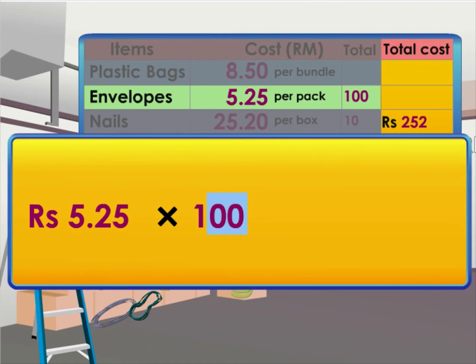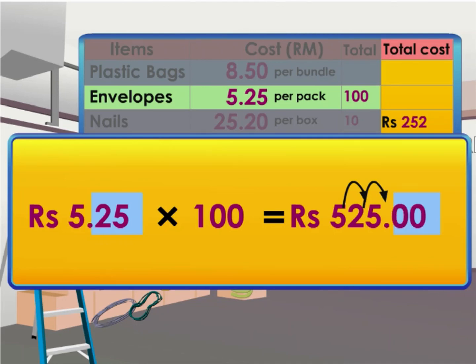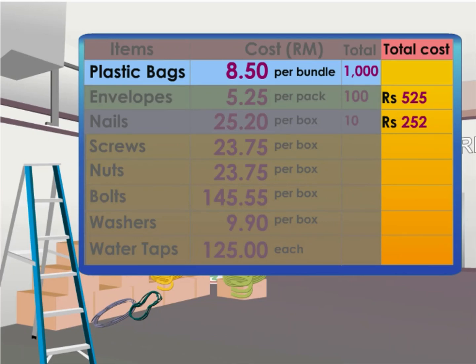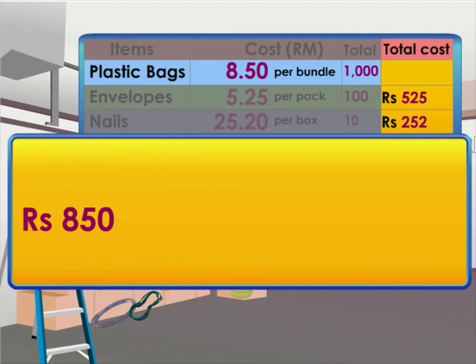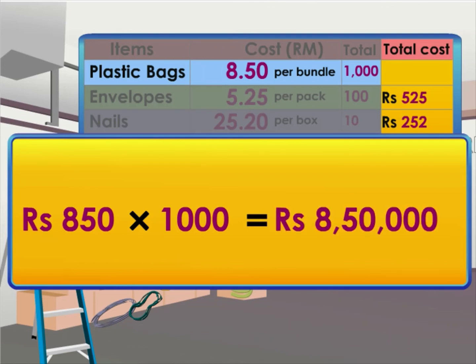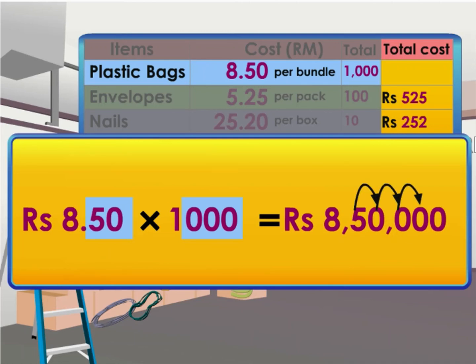So for 100 packs, we multiply 5 rupees 25 paise by 100. There are 2 zeros in the multiplier, 100. So move the decimal point 2 places to the right. And the answer is 525 rupees. Omit the zeros after the decimal point. The next thing he bought was 1000 bundles of plastic bags. Each bundle cost 8 rupees and 50 paise. So 850 times 1000 is 850,000. Look back at the number sentence. Move the decimal point 3 places to the right and the answer is seen. Omit the zeros.